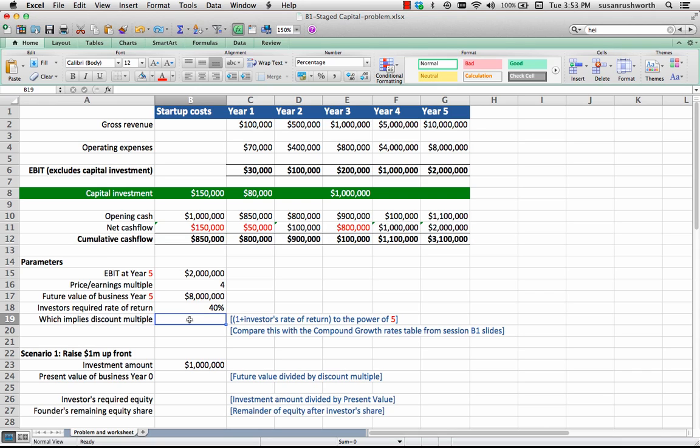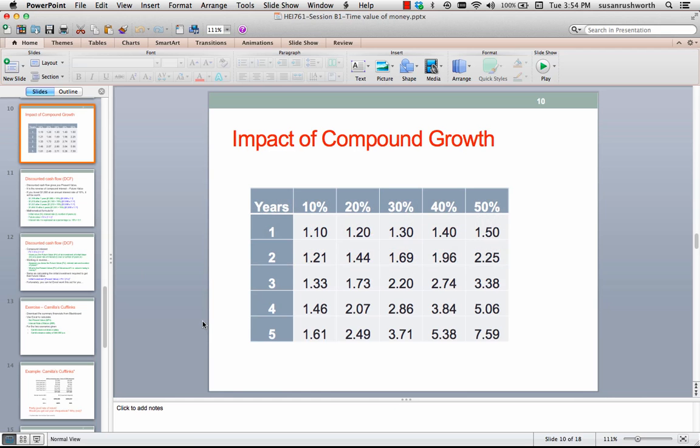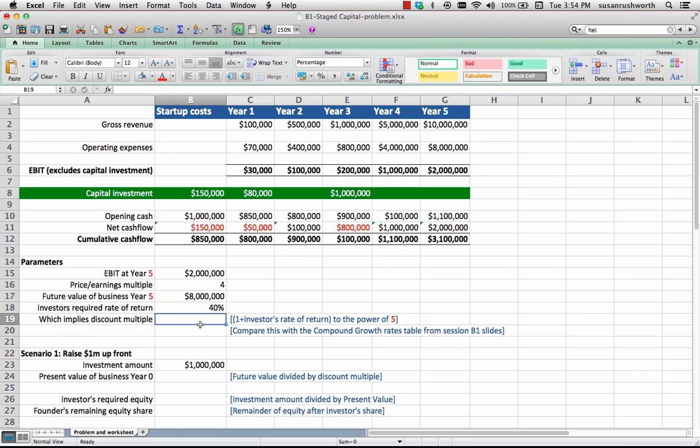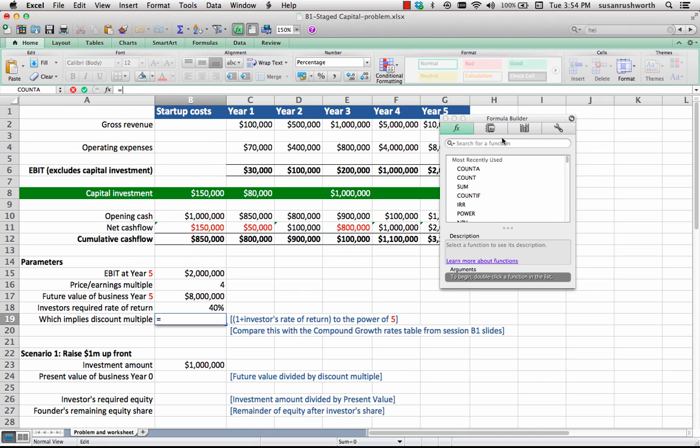Over 5 years, basically what you're doing is multiplying 1 plus the rate of interest, 0.4, together 5 times, or in mathematical terms, raising it to the power of 5. Now, if you remember, we looked at the compound interest table in the week 1 PowerPoints, and you'll see that at 40%, that comes to 5.38. So let's actually put that calculation in the spreadsheet. We're raising it to the power of 5, and there is an Excel function for that. So let's insert a function. The one we want is called power.